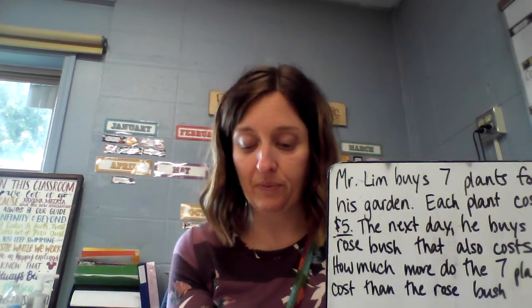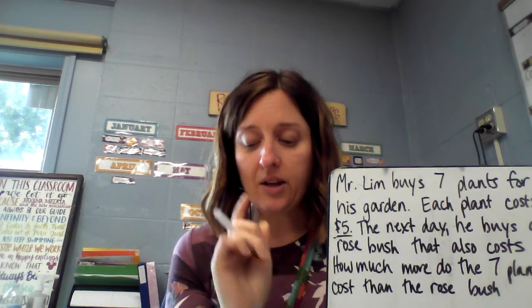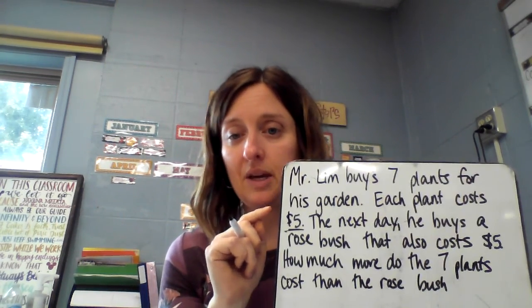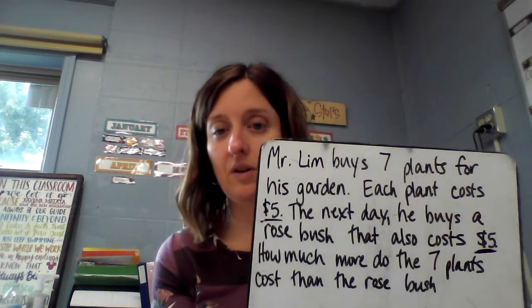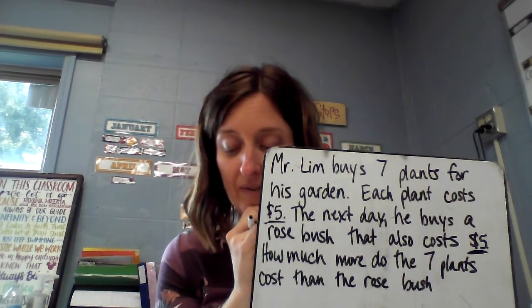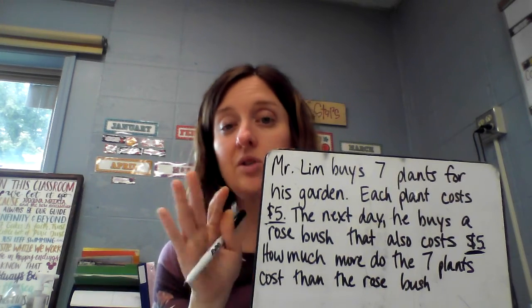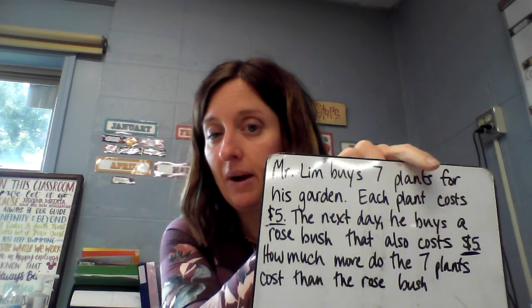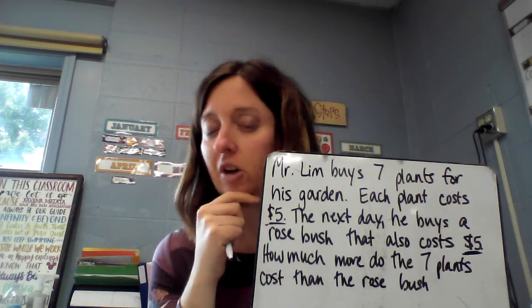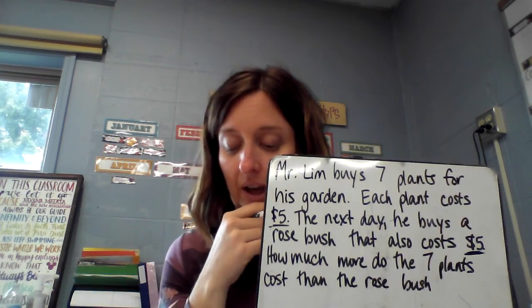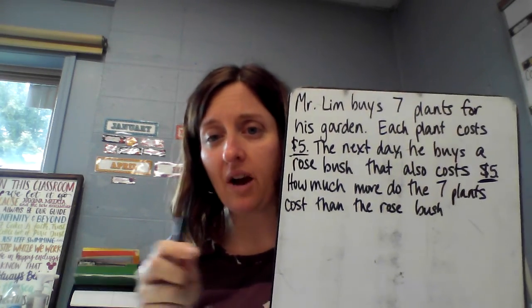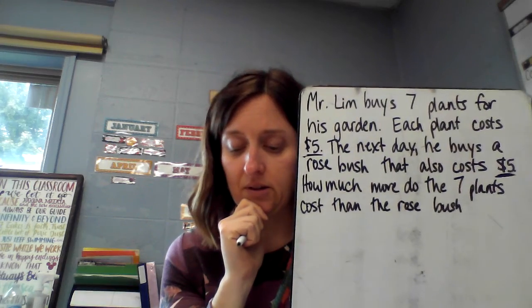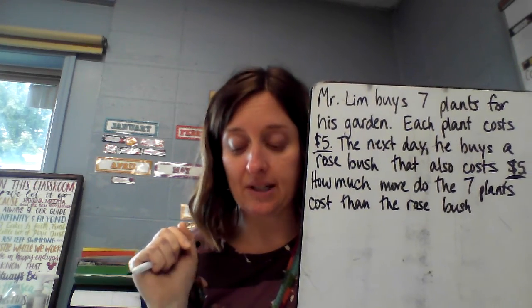Okay, that's important. I also know that the rose bush is going to cost me $5. So I know the rose bush is $5 and each of the plants is $5. What I don't know is the total cost of all 7 plants, because I know he buys 7 of them and they're each $5, but I don't know how much that costs altogether. And if I don't know that, I can't figure out how much more they cost than the rose bush costs. So I'm going to show this in a diagram.